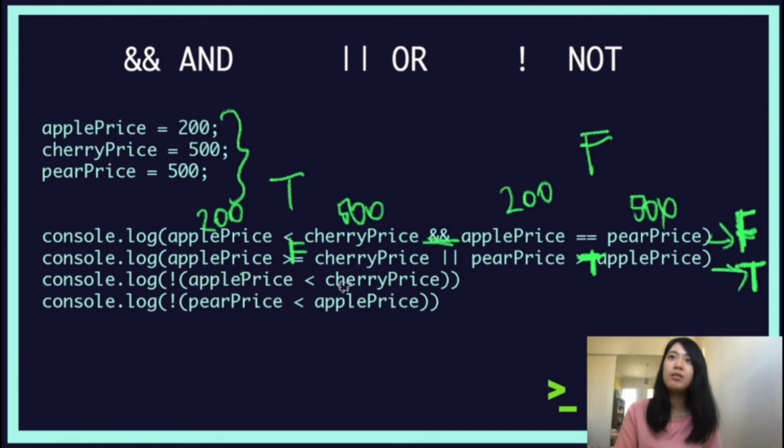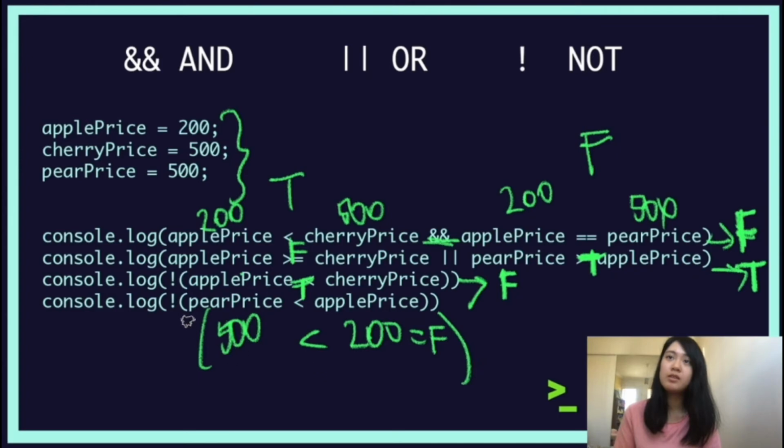And finally, we have our NOT operator. So is our apple price less than our cherry price? Yes it is, but we're only returning true if it's false inside, which means we return false overall. Now, is our pear price less than our apple price? That's not true. Since it's not true, we're going to return true overall.